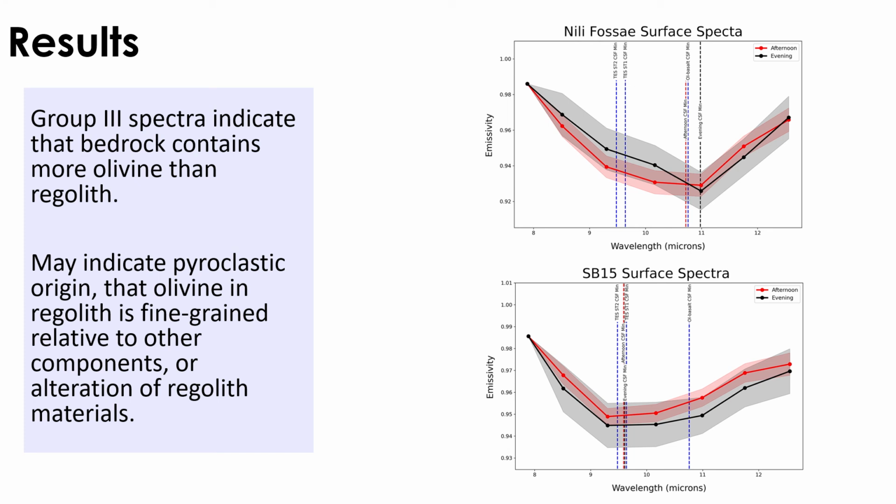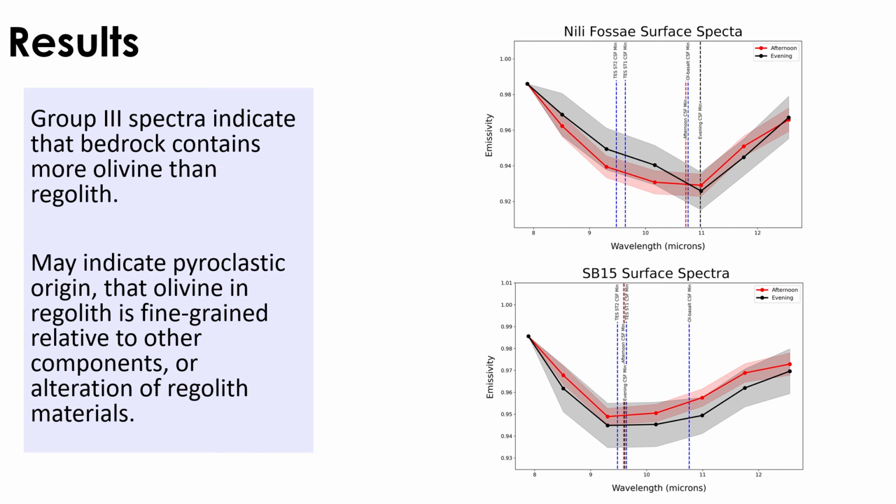However, in the evening spectrum, we see that the emissivity minimum feature in the 10 to 11 micron region deepens. This indicates that olivine is present in higher abundance in the bedrock than the regolith. We also see that the emissivity feature deepens in the 8.5 micron region. This indicates that a more silicic mineral is also present. The presence of both olivine and a more silica-rich component effectively cancel each other out, leading to the small emissivity position change seen in the evening spectrum.